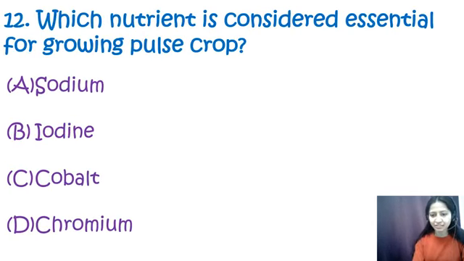So question number 12. Which nutrient is considered essential for growing crops? Options are sodium, iodine, cobalt, and chromium. So the correct option is C, that is cobalt. Cobalt is essential for growing crops as it is the key component for the nitrogen fixation process in the leguminous plants. It is actually required for the proper functioning of the rhizobium bacteria that helps in this nitrogen fixation process. So over here the correct option is C, that is cobalt.